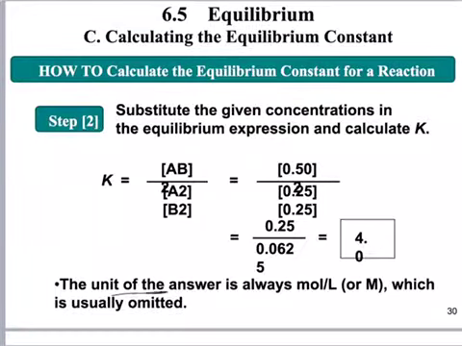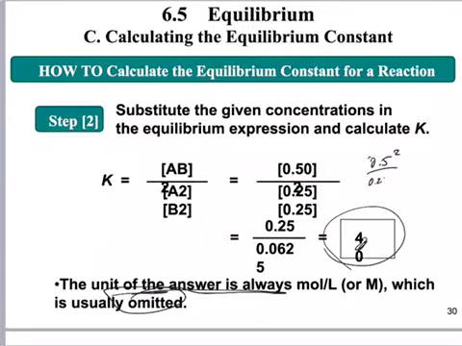Now, the unit is omitted, okay? They say that the unit of the answer is always moles per liter, which is usually omitted. That's actually not true. We say that K is unitless. Okay, so 0.5 squared over 0.25 times 0.25 gives us 4.0. Okay, now what does this mean for our reaction?